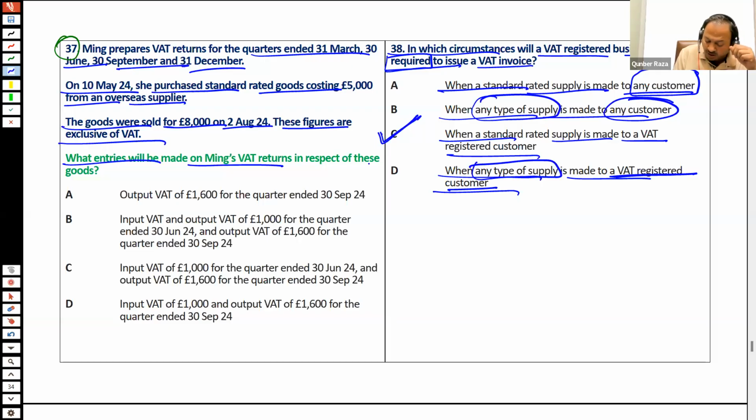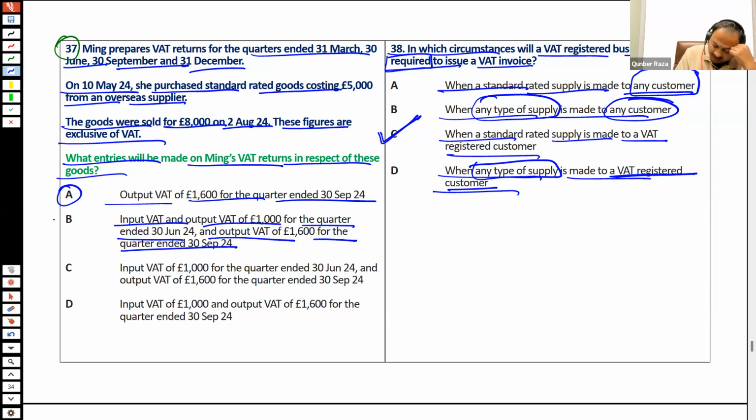What entries will be made on Ming's VAT return in respect of these goods? Output VAT of 1,600 for the quarter ended 30th September 24. This is correct, not wrong, but I would say incomplete. Input and output VAT of 1,000 for the quarter ended 30th June and output VAT of 1,600. Input VAT of 1,000 for the quarter ended, output VAT 1,600.